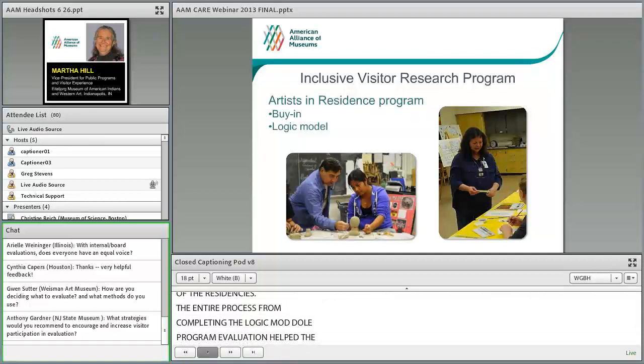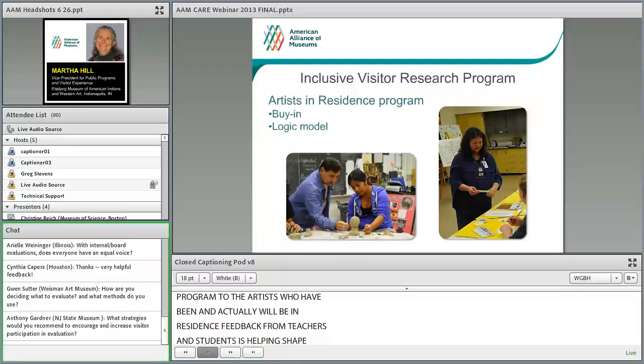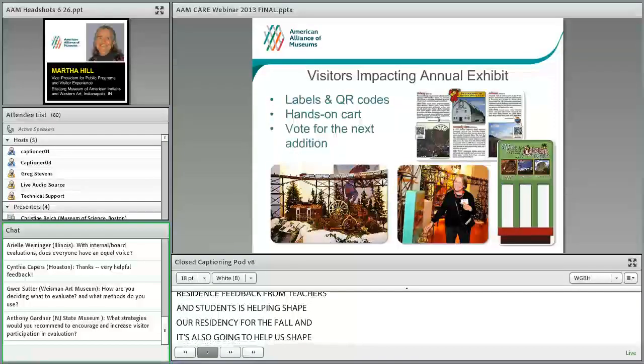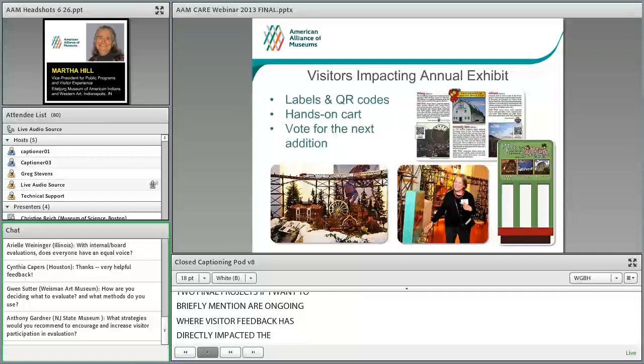Our fellow worked with the programmers, the artists, and the teachers and the students who actually are the beneficiaries of the residencies. The entire process from completing the logic model to the program evaluation helped the programmers rethink the most effective way to convey the goals for the program to the artists who have been and actually will be in residence. Feedback from the teachers and students is helping shape our residencies for this fall, and it's also going to help us shape our selection of artists for 2014.